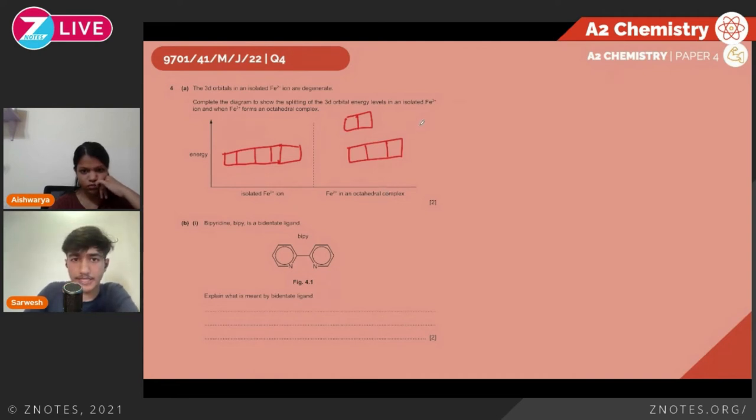So let's just write this as delta E. Bipyridine, I guess that's how it's pronounced. Bipy is a bidentate ligand. Explain what is meant by a bidentate ligand. So you've got bi, which obviously means two. So two dative bonds. That's what dentation talks about in the case of transition elements. So two dative bonds formed. So it's a ligand which forms two dative bonds.